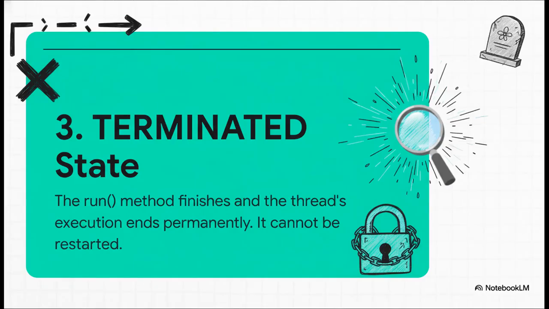And that brings us to the end of the road, the terminated state. Once that run method finishes its job, whether it completes successfully or crashes with an exception, the thread is done. It enters terminated. And that's it. It's permanent. You can't bring it back to life. You can't restart it. Game over. Its story has been told.